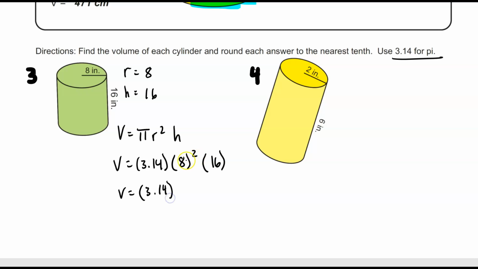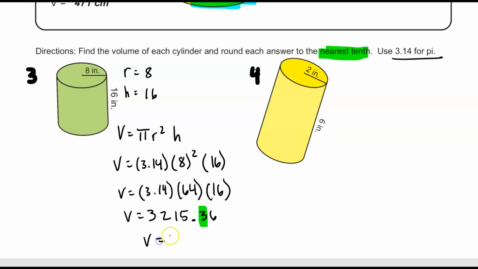So volume is equal to 3.14. You've got to do the exponents first, because that's what order of operations tells us to do. So that's 64 times 16. And then we'll multiply this all out and get our answer of 3,215.36, but it clearly says round to the nearest tenth, so the 3 is in the tenths spot. The 6 tells us to round up. So your volume is equal to 3,215.4.